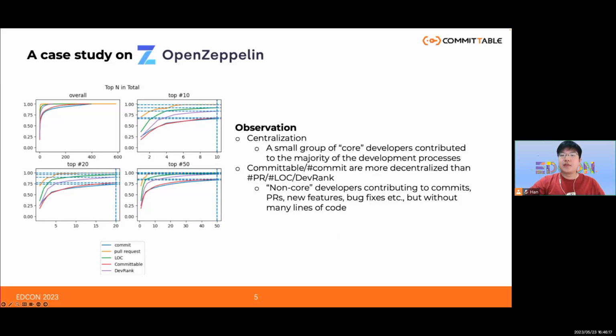We also analyzed how much of the project's contributions were made by top developers and by other developers. The general trend of centralization is pretty obvious in OpenZeppelin. A small number of core developers accounted for the majority of project contributions. Compared to other measurements, Committable and the number of commits are more decentralized in the sense that the share of core developers is relatively less, which indicated that there are non-core developers contributing to new features, bug fixes, and so on, but without many lines of code.